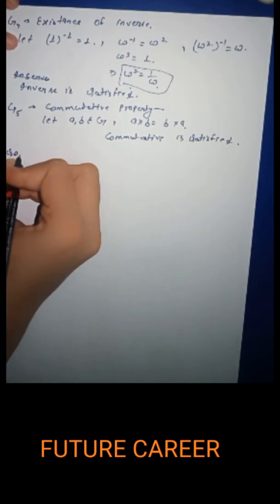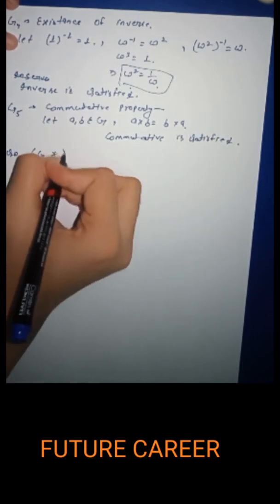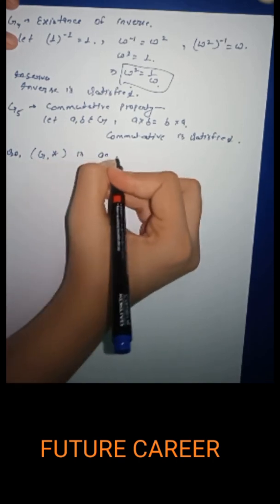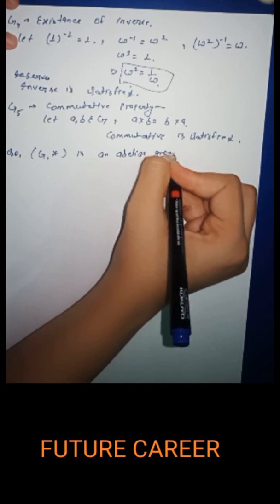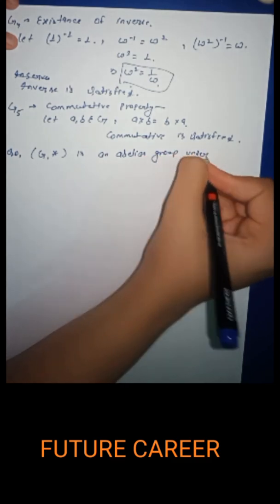So G, star is an abelian group under multiplication.